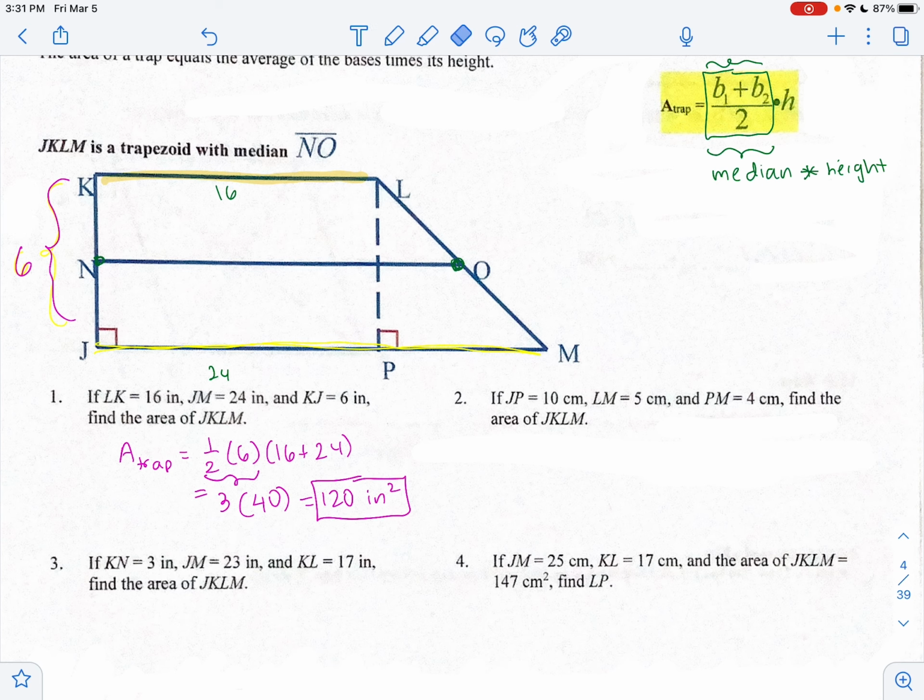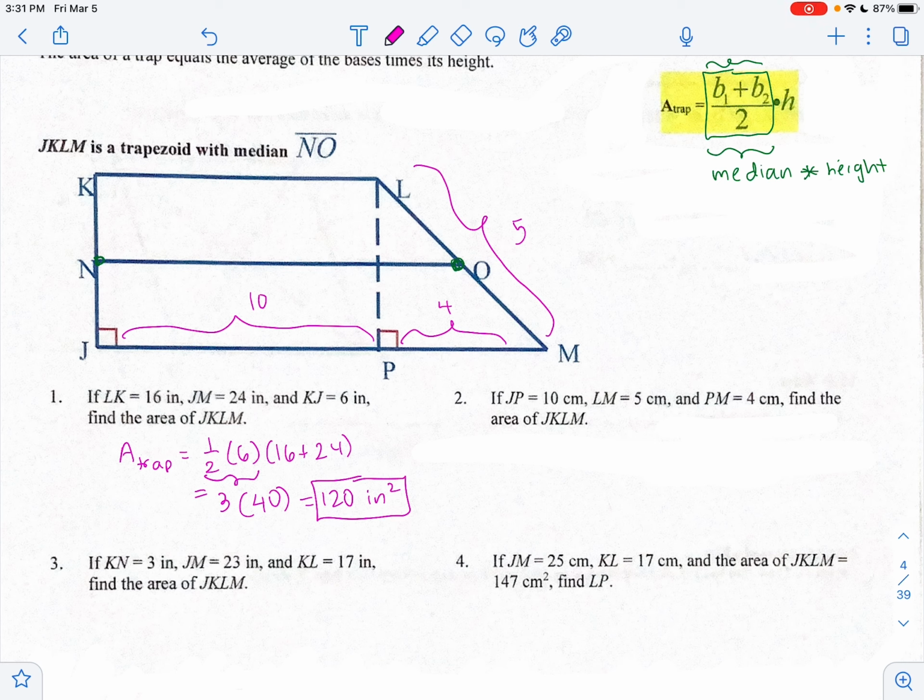Now on the next problem, let's go ahead and relabel our trapezoid. We have JP is equal to 10. So this is only a portion of the bottom base. LM is equal to 5. And LM, by the way, is not the height, right? That's kind of a slanted leg right there, not the altitude. So LM is 5, and then PM is 4.